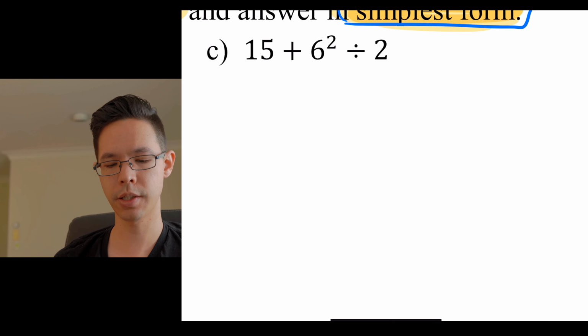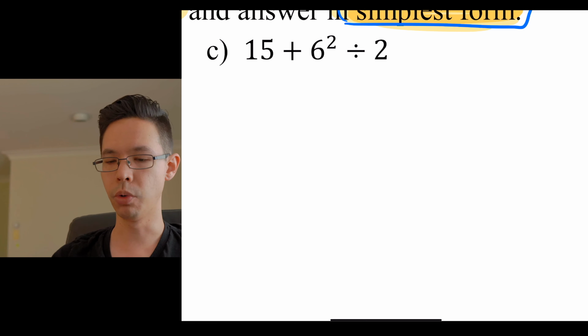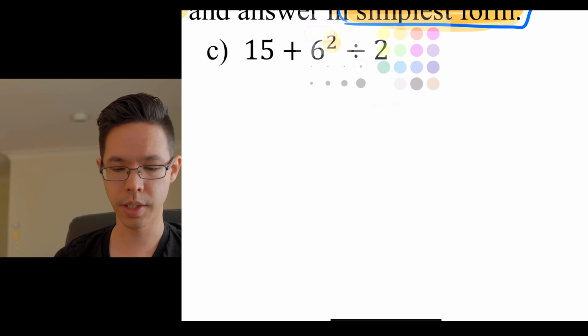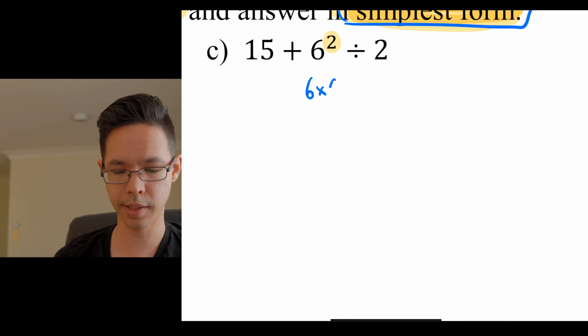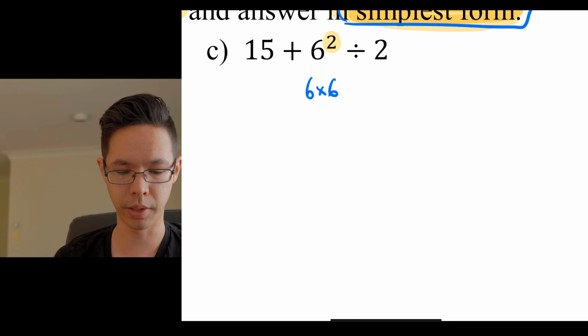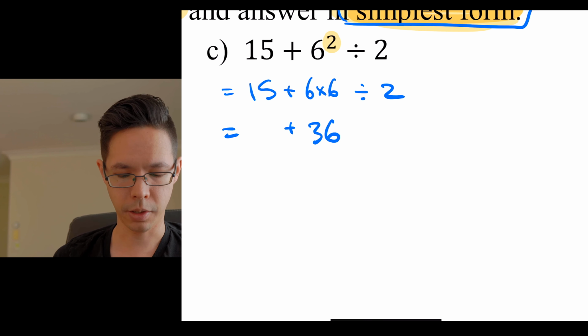Here we go. 15 plus 6 squared divided by 2. So BODMAS in practice. Brackets, there are none. Order, we do actually, so it's here. I must do this bit first. 6 squared means 6 times 6. That's what it means: this number has been multiplied against itself, if you recall from earlier in the videos. 6 times 6 is 36. I copy the rest of it out.